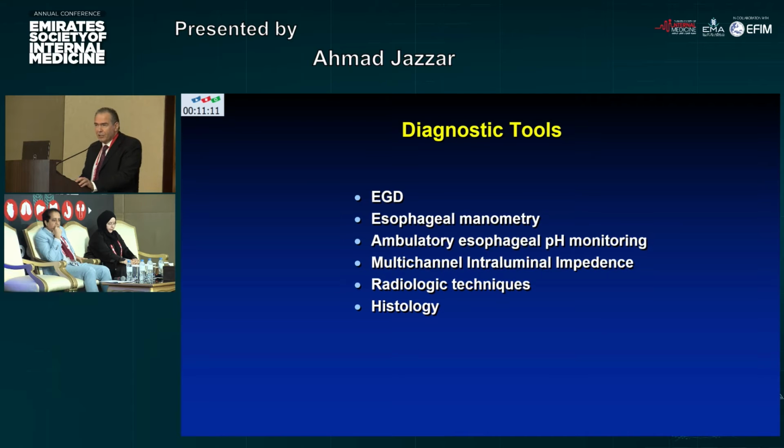What are the diagnostic tools that we use for patients with reflux? Upper endoscopy is the mainstay. We can use esophageal manometry to assess motility of the esophagus. We can use ambulatory esophageal pH monitoring as well as impedance to check for the non-acidic refluxate. Radiological techniques, please do not do it. The ACG recommends against using any upper GI to assess for reflux because it's not accurate. And histology, we can see the pathology showing the reflux esophagitis on pathology.